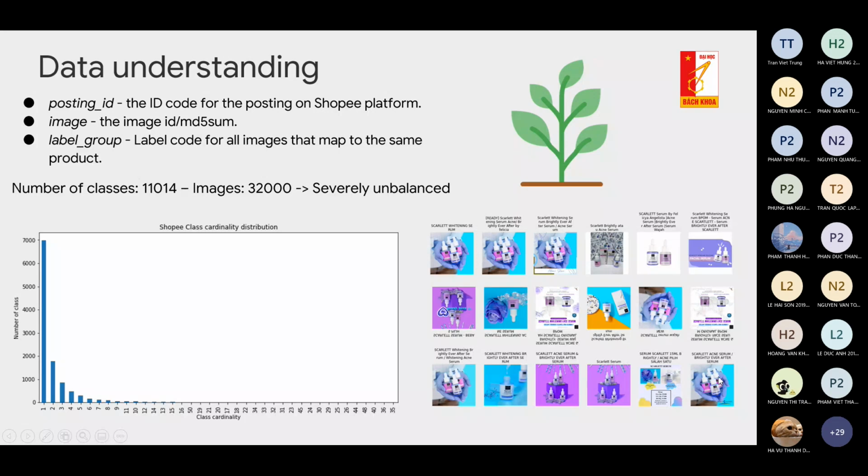And on the right hand side is the visualization of one class. One class with 18 images. They are all the same products, but in different displays. And we need to classify the input image into one of those classes.